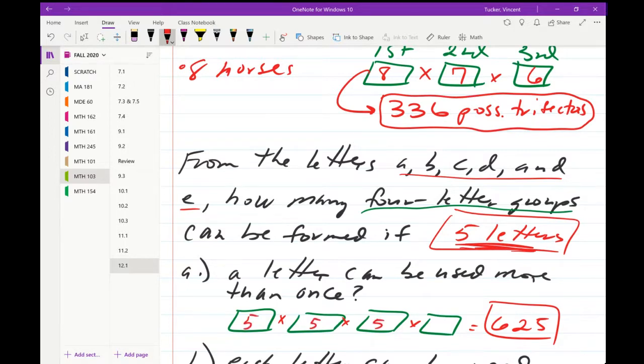I would have the 5 choices in each case. So in each box, there are 5 choices to choose from. It doesn't matter if they're repeated or not. So I just multiply 5 times itself 4 times and get 625.